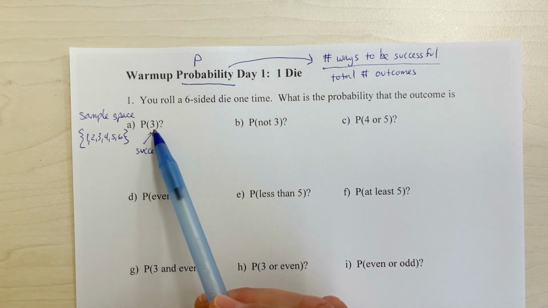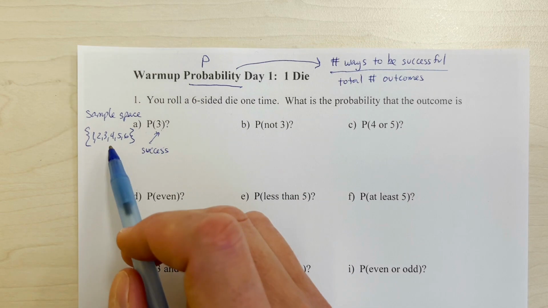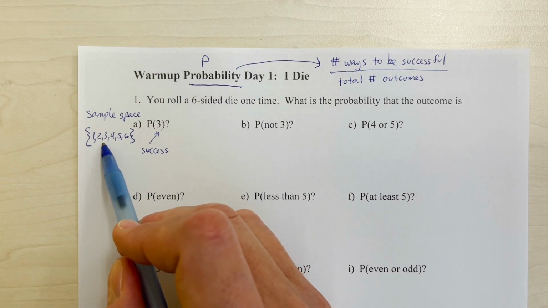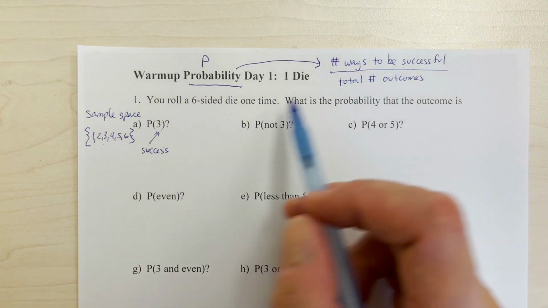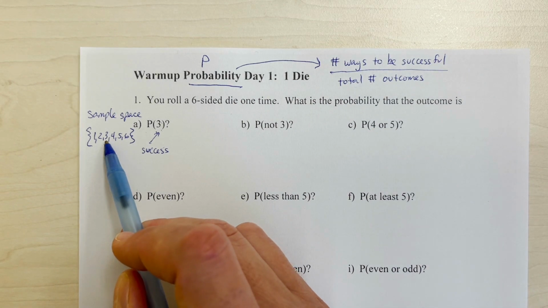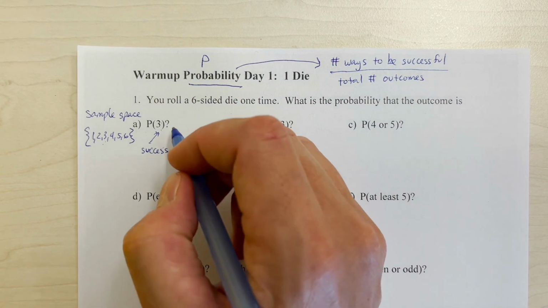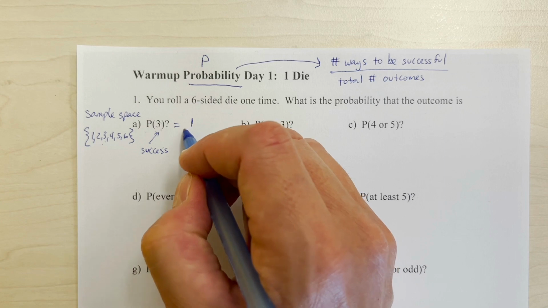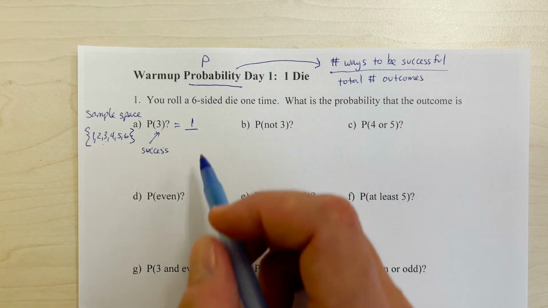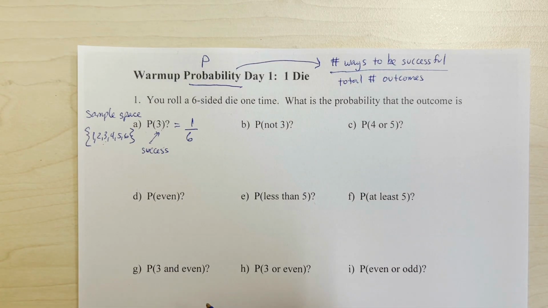In part A, a success means that we get that value. How many ways to be successful? Well, there's one way. You have to roll the number 3. So this answer would be 1 out of 6, the total number of outcomes.